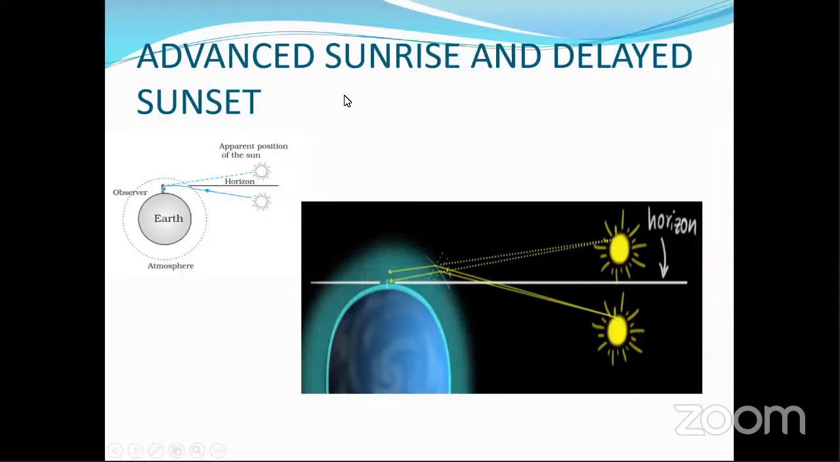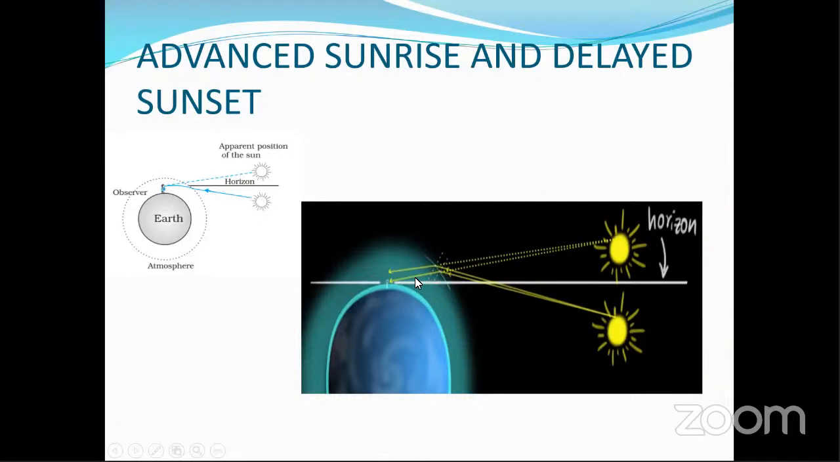Another interesting phenomenon is advanced sunrise and delayed sunset. We actually see the sunrise almost 2 minutes before the actual sunrise. If you can see, this is the horizontal line, which is a tangent to the earth. Now, when the earth is over here, this is vacuum, a rarer medium, and this region where there is atmospheric air is the denser medium. So when light falls from a rarer to a denser medium, it will bend towards the normal. These are the normals that are drawn.